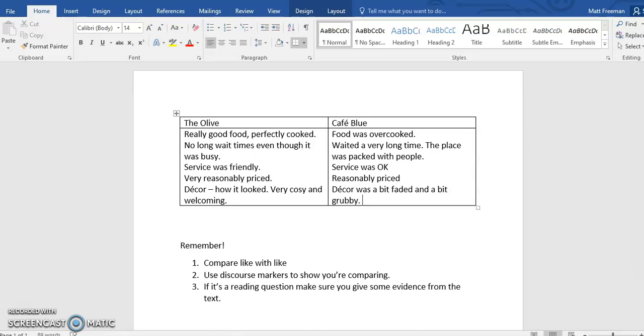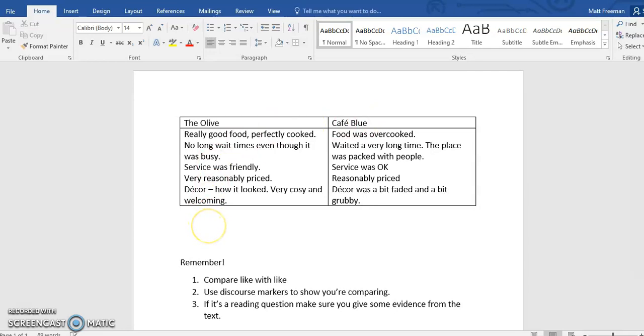Okay, so we've got basically two different restaurants here to compare, or rather, to put it more specifically, we're comparing our experiences at these two restaurants. Now, the first rule, obviously, is if I'm writing up some sort of comparison between these two, I need to be comparing like with like. I've already started to do this when I was filling in the table. I did it sort of instinctively.